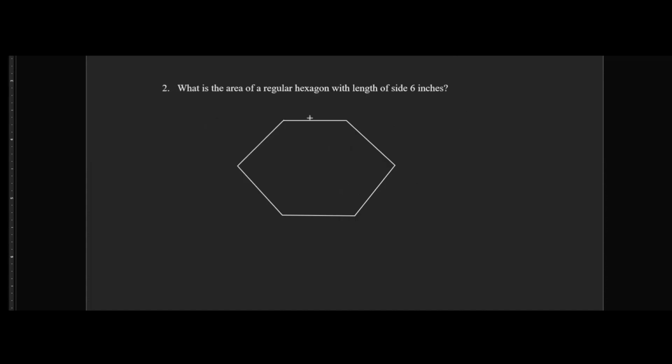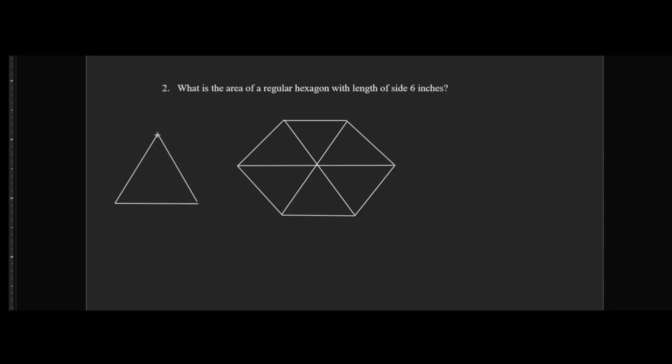And then for the second question here, I've just sketched out a regular hexagon where they say, what is the area of a regular hexagon with length of side 6 inches? So important thing to know with a regular hexagon is since it's regular, all the sides are the same. And you can kind of see here that we can just subdivide this up into 6 equilateral triangles. And then it's just as easy as calculating the area of a single equilateral triangle and then multiplying that by 6 to get to the area of the hexagon.